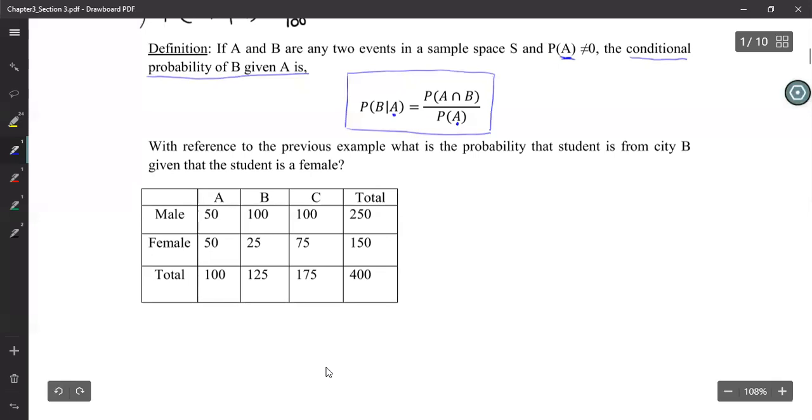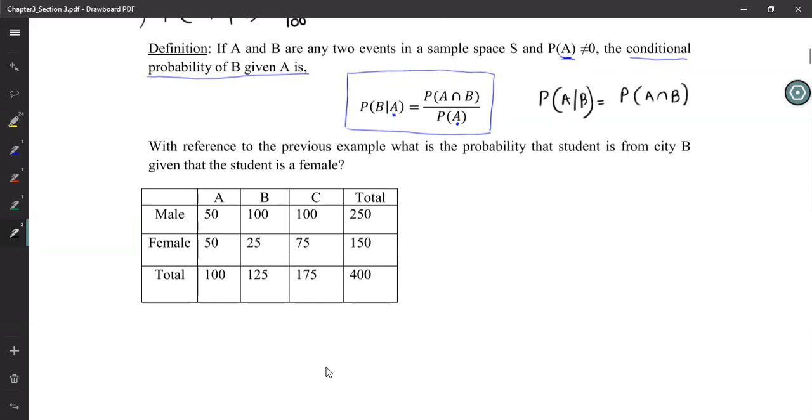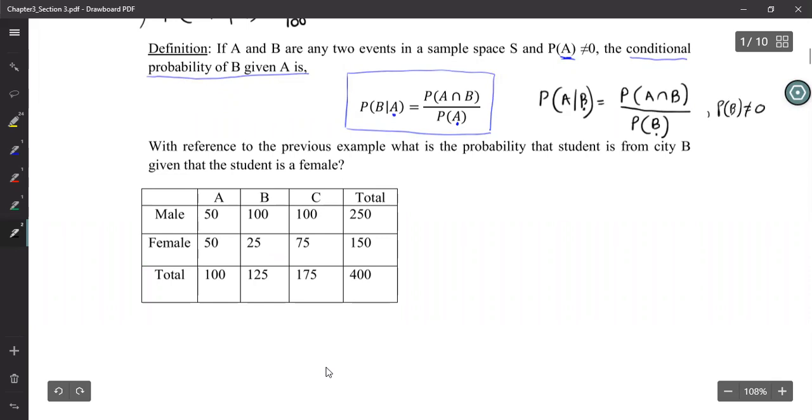If you want to find the probability of A given B, how do you do that? Again, the top is the same, A intersection B. Now remember, A intersection B and B intersection A are both the same. If you interchange the letters A and B for the intersection, even for the union, nothing will change. Then you divide by P(B), the given one. And P(B) cannot be 0.